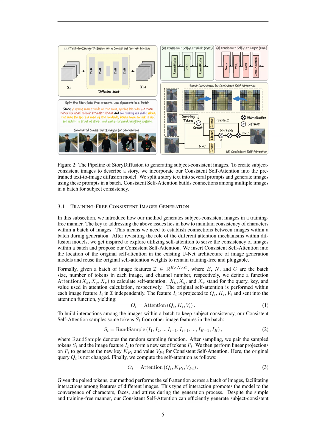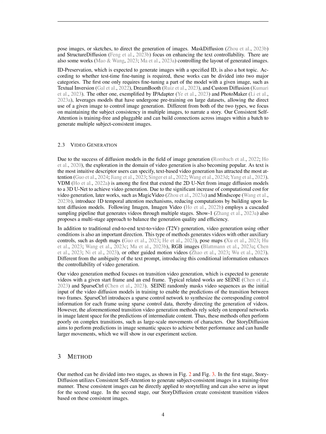By pairing the sampled tokens with the image features, a new set of tokens is formed, which undergo linear projections to generate new keys and values for consistent self-attention. This process enables the model to perform self-attention across a batch of images, facilitating interactions among features of different images. As a result, the model converges characters, faces, and attires during the generation process, promoting the generation of subject-consistent images.